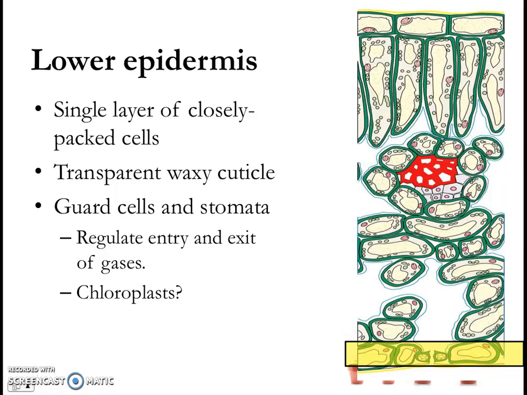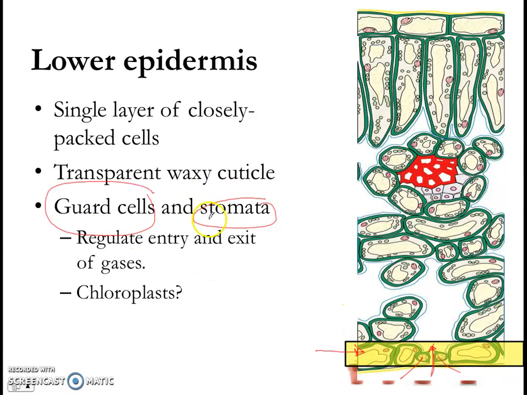And next we have the lower epidermis, the bottom layer of the leaf. The lower epidermis is also a single layer of closely packed cells, like the upper epidermis. It also has a transparent waxy cuticle. But the difference is the lower epidermis has guard cells and stomata. The guard cells are these cells, and the stomata is the space between the guard cells. They're the holes in the leaf which allow gases to enter the leaf or to leave the leaf.